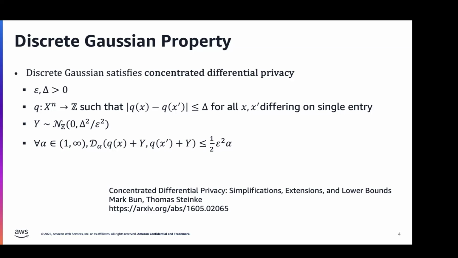If you're not familiar with Renyi divergence of order alpha, it's fine, it doesn't matter. It's just a divergence, and so intuitively, it allows us to compare distributions and ensure that they're not too different. Again, if you're interested in knowing more about this topic, I highly recommend a paper called Concentrated Differential Privacy: Simplification, Extensions, and Lower Bounds by Mark Bun and Thomas Steinke.